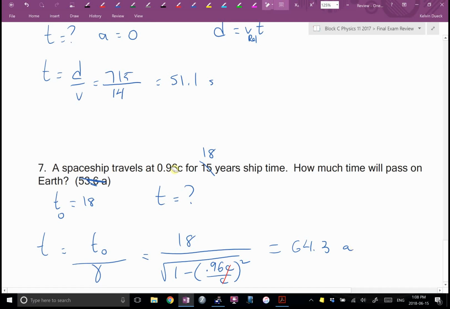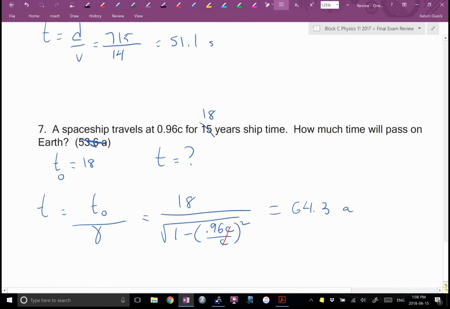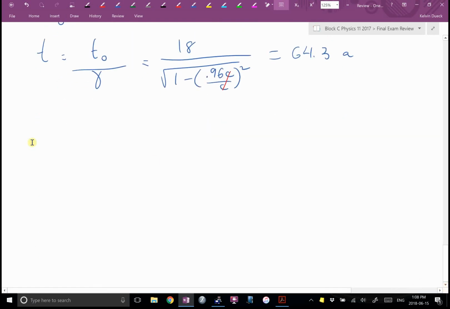I could also give you the time back on the Earth and ask you for the ship time. How would I get the t0 by itself? Multiply that square root function over. Okay. What else was there? We said that as you speed up, time slows down for you relative to the people back at home. What happens to lengths?